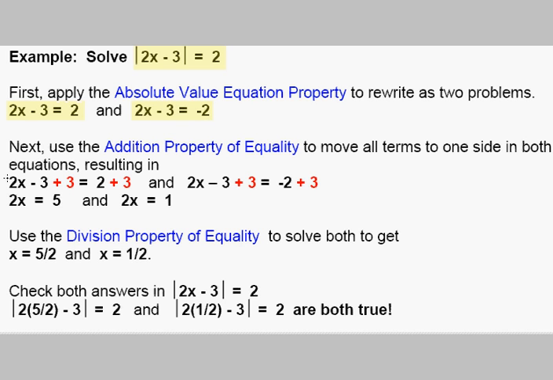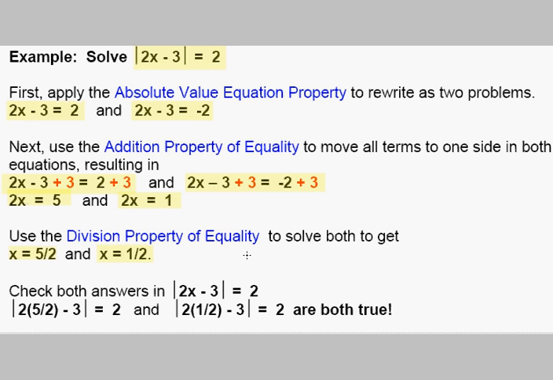2x minus 3 equals 2. We add 3 to both sides. We get 2x equal 5. Divide both sides by 2, and you get x equal 5 halves. The other equation, 2x minus 3 equal negative 2, we add 3 to both sides, resulting in 2x equal 1. Divide both sides by 2, and we get x equal 1 half.